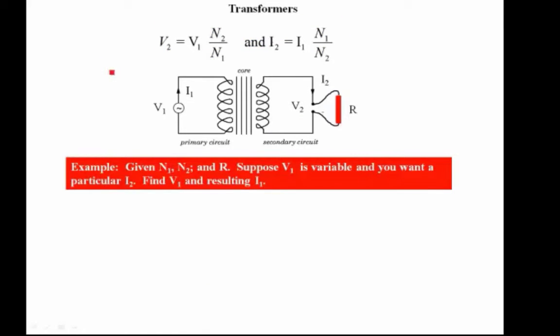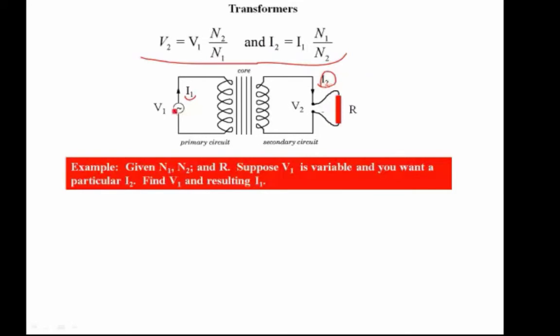So let's take a simple example. Here are the equations that we just derived. Imagine that we have a resistor on the secondary, so therefore we will have I2 non-zero. We have our turns N1, N2 here. We're given those numbers of turns, and we're given the resistance. We're going to imagine that we have a variable V1, and what we want is to have I2 determined, so we have a particular I2, and we want to find V1 and the resulting I1 that comes about in order to supply this current.